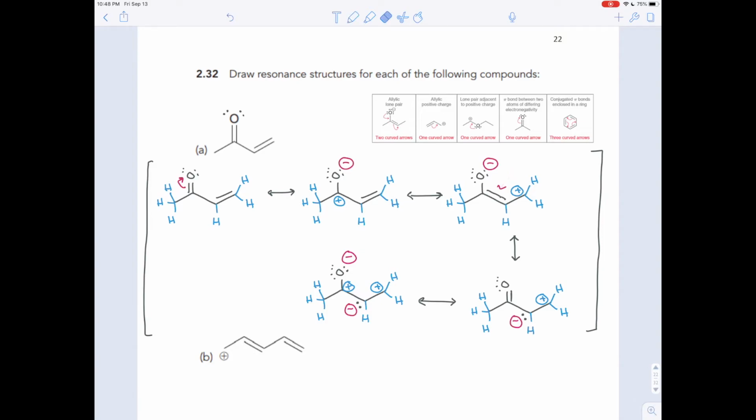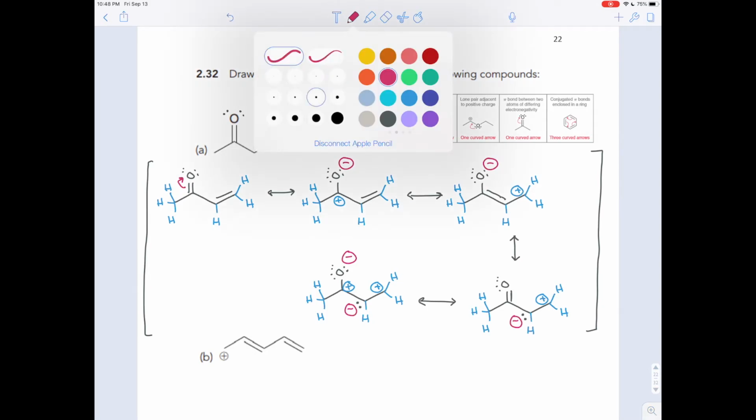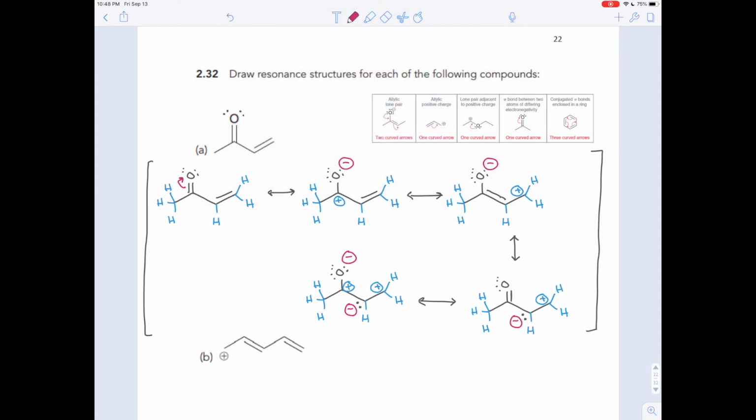So those are these structures. Now, that would be a perfectly good solution for this. One thing you might notice is sometimes they may not list all of these structures because not all of the resonance structures are equally important. You take the average of them, but some of them, it's like a weighted average. Some of them are weighted more.